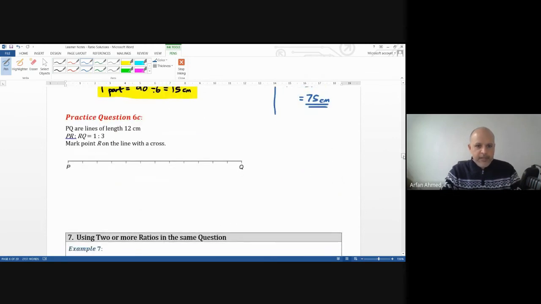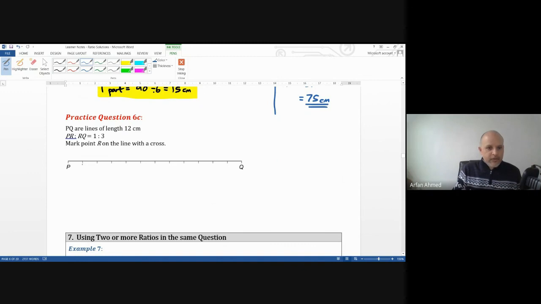Practice question 6C. PQ is a line of length 12 centimeters. PR to RQ is 1 to 3. Mark point R on the line with a cross. Oh, that's a good one. So between P and Q, they're saying that's 12 centimeters. That's the total amount. PR to RQ is 1 to 3. So okay.